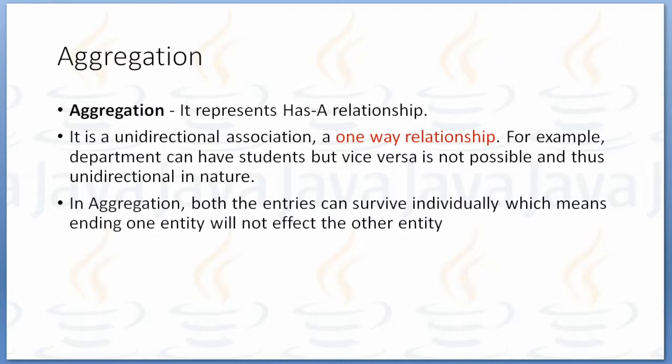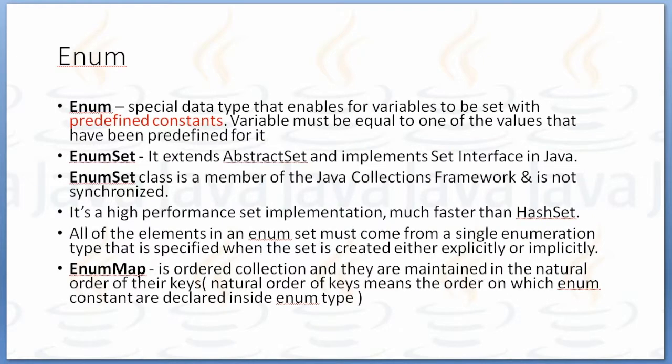Okay, Enum. A special data type that enables variables to be set to predefined constants. The variable must be equal to one of the values that has been predefined for it. EnumSet extends AbstractSet and implements the Set interface in Java. The class is a member of the Java collections framework and is not synchronized.